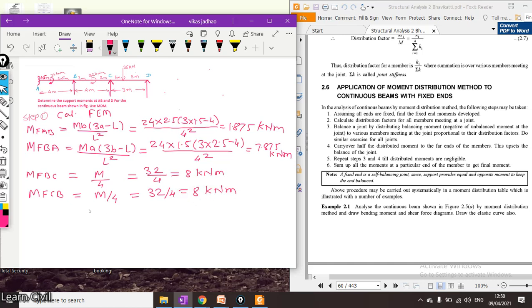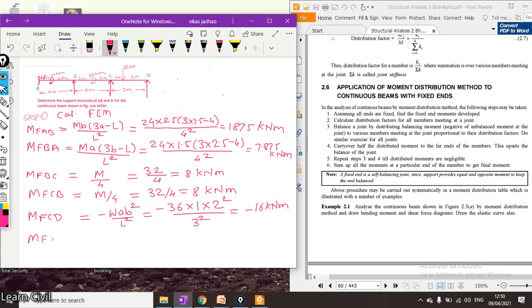Now the final fixed end moment, that is for CD, MFCD. It is given by minus W A B square upon L square. We have W equal to 36, so minus 36, A equal to 1, B equal to 2 square, divided by 3 square. So this is equal to minus 16 kilonewton meter.